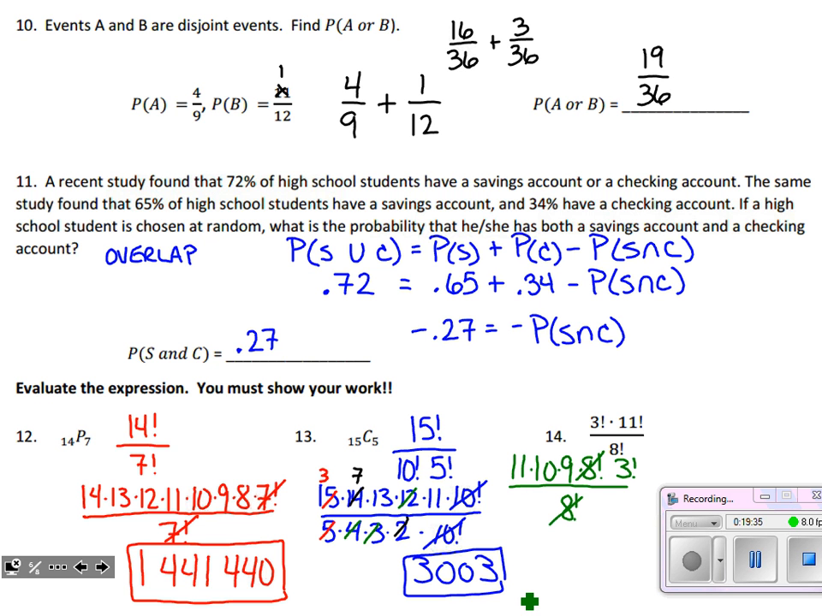The 8 factorial canceled out, so I've got 11 times 10 times 9 times 3 factorial, which is 3 times 2 times 1. And if we type that into a calculator, we're at that stage of the game, we get 5,940.